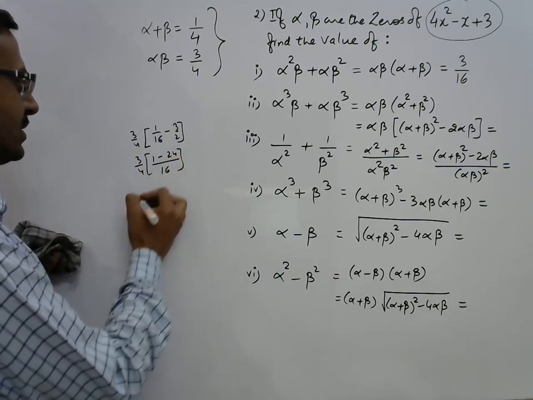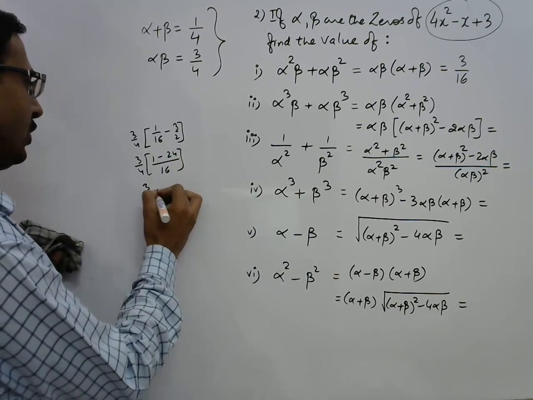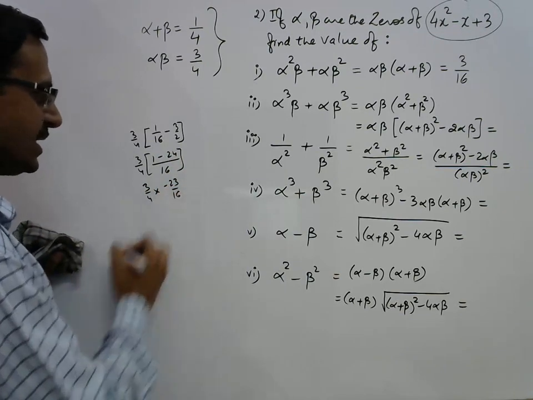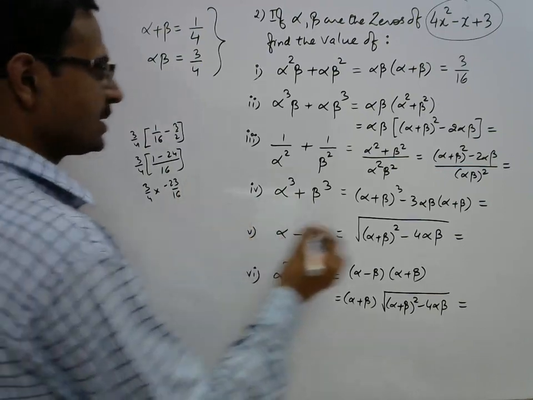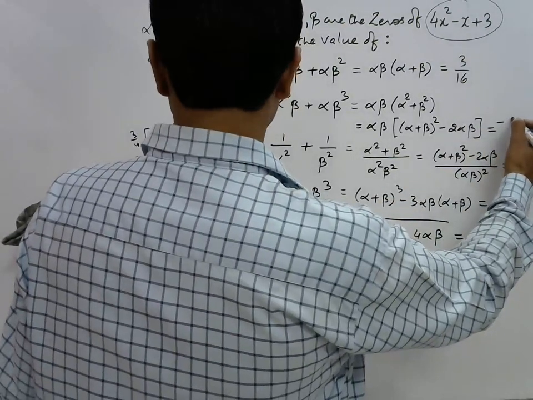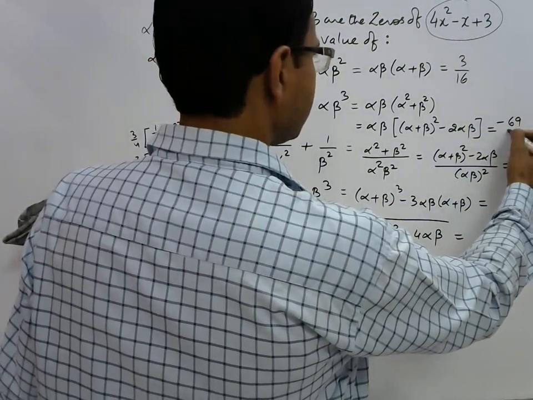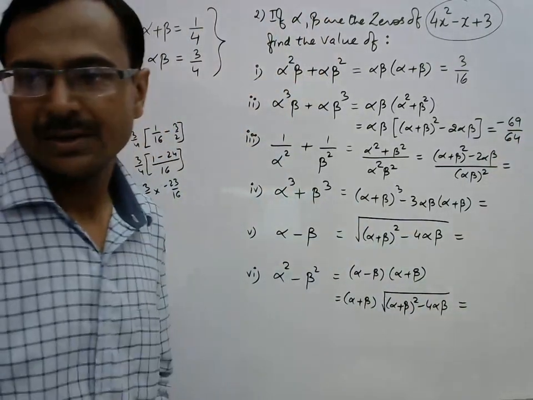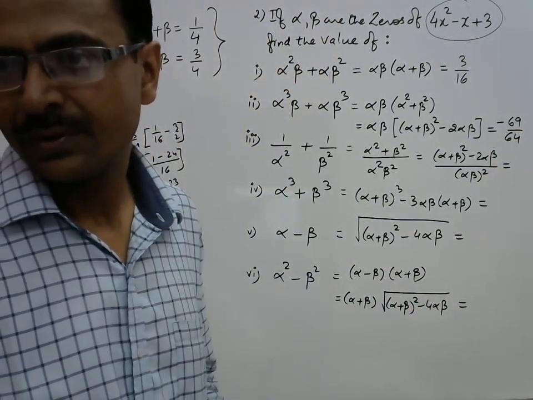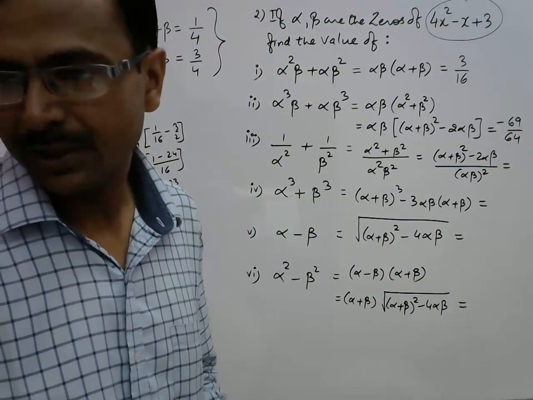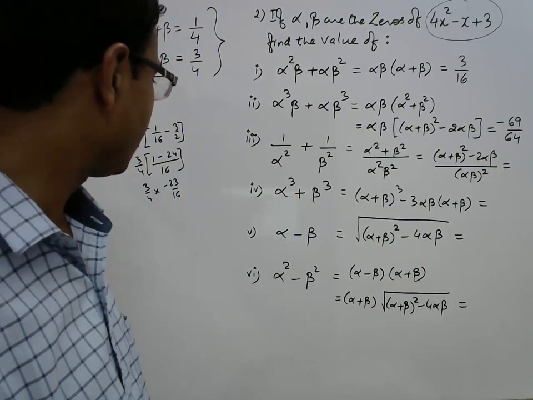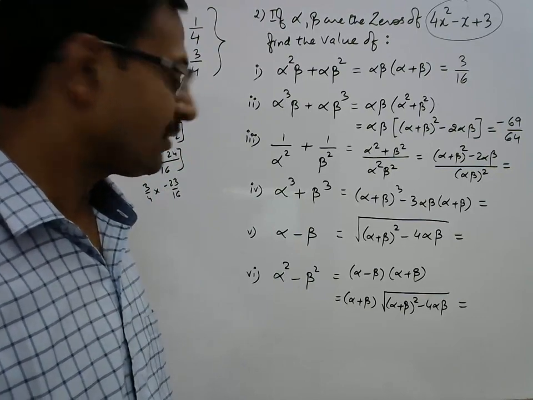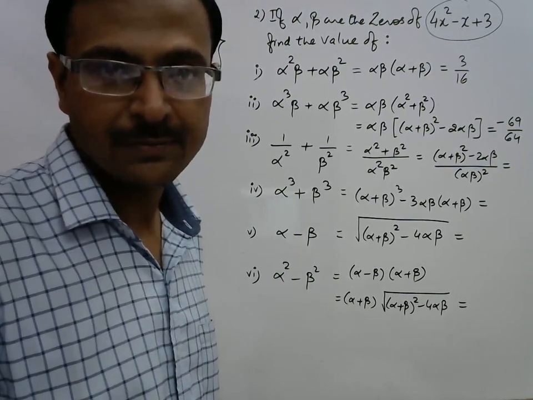Okay, so this is 3 by 4 into minus 23 by 16. So you get minus 69 upon 64. This is the second part answer. I don't think many of you have got that answer. Sachin, you got minus 69, but in the denominator you have written 16. So I think you missed out that 3 by 4 outside.